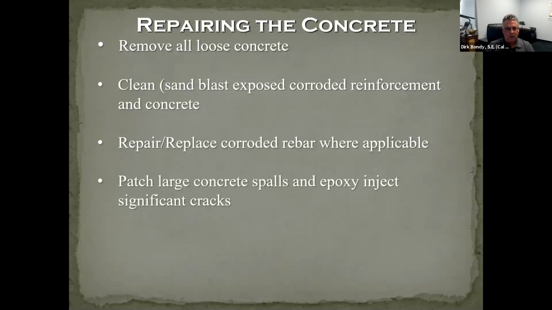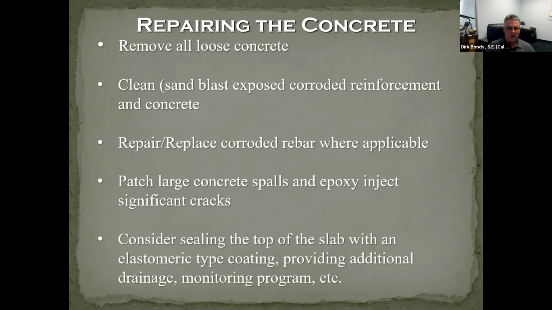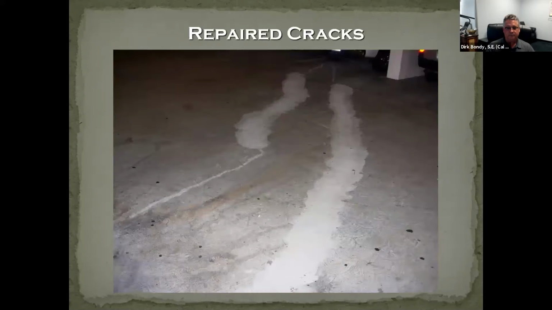Patch the concrete spalls, inject the cracks, try to seal the top of the slab if you can. Most of the time, the water and the salt is coming from the top. So coating with an elastomeric coating is very effective.